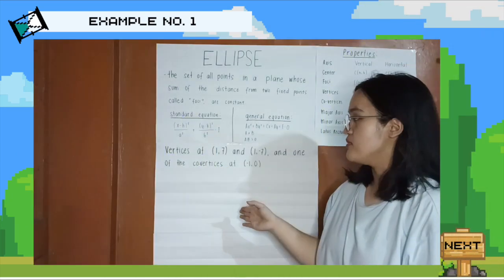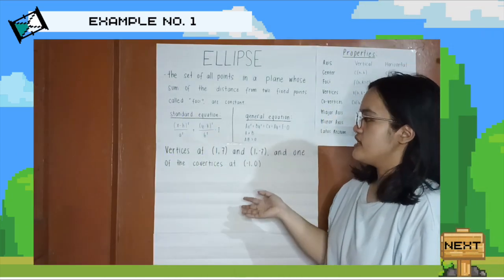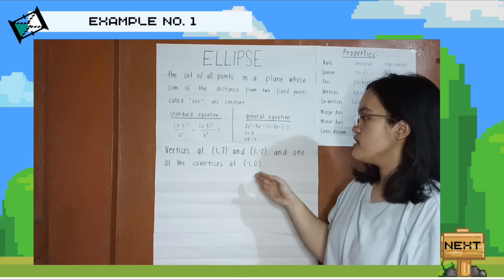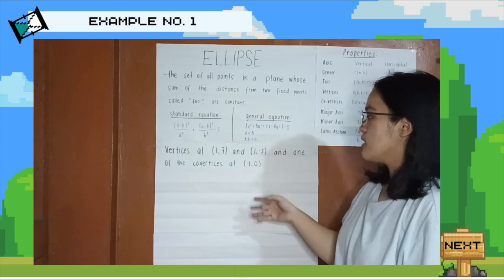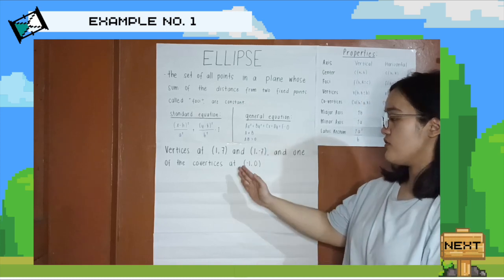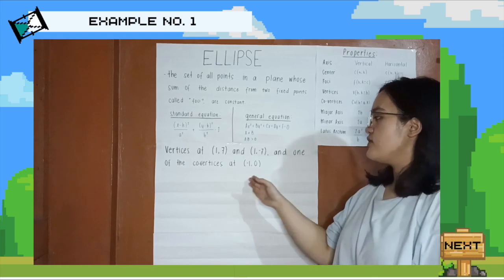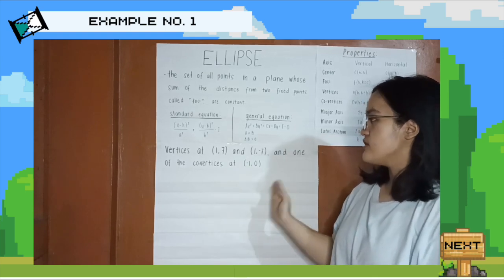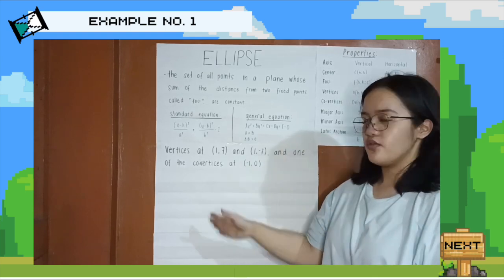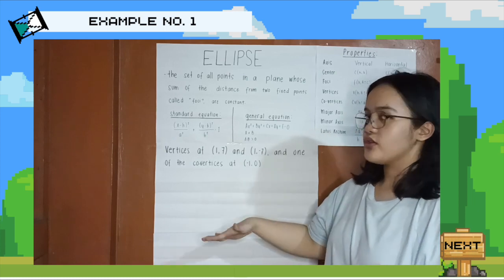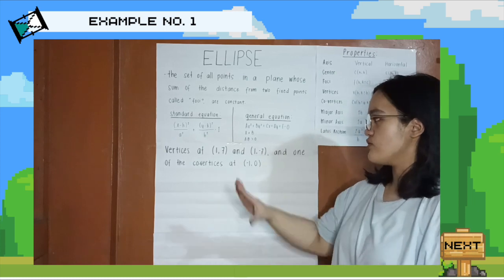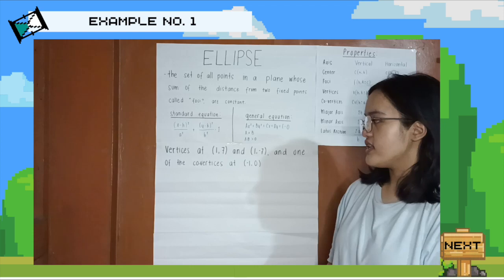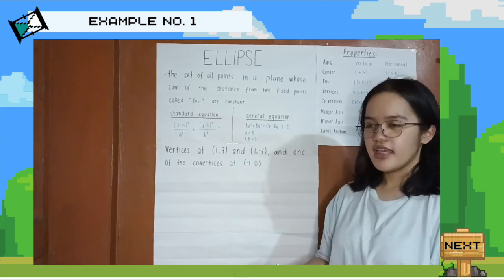For this example, the given is vertices at (1, 7) and (1, -7) and one of the co-vertices at (-1, 0). We are solving from properties to general equation. So to solve this, we need to find h, k, a, and b.